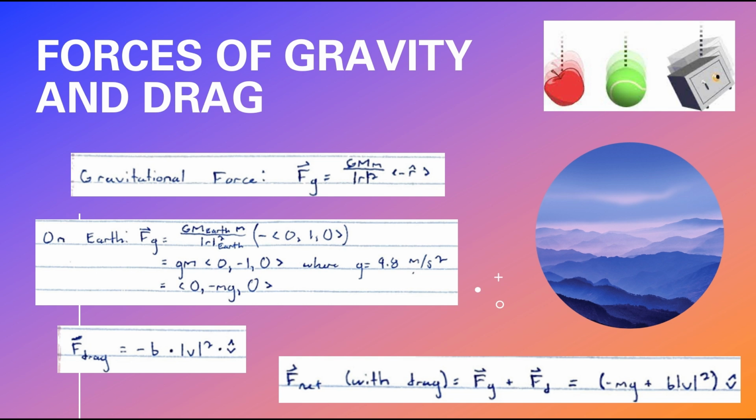And then the force of drag is the negative proportionality constant multiplied by velocity squared multiplied by the unit vector for vertical movement, which is once again 0, 1, 0. So that leads us to have F net with drag being equal to force of gravity plus force of drag, which is equal to negative mg plus bv squared. And those are allowed to be added together because they both only affect the y-axis if you're dropping something straight down. And so that means they're both being multiplied by 0, 1, 0. So that's what v hat is over there on the right.